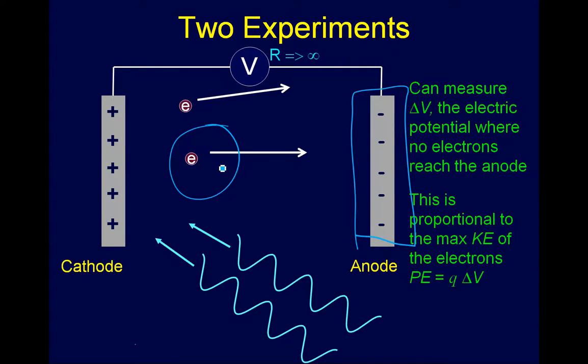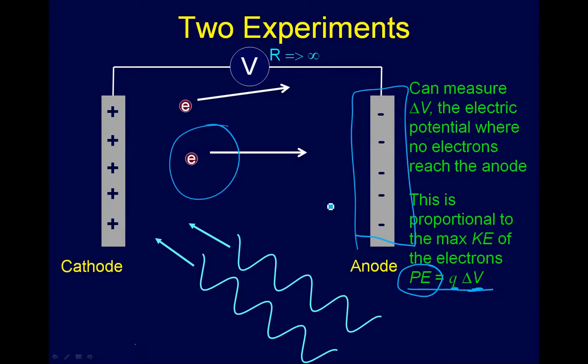Now what that tells us is this is proportional to the maximum kinetic energy of the electrons, because the electrons are not making it to the other side. The potential energy difference between the two ends, the cathode and the anode here, is Q times delta V. Again, this is 132, 152 type stuff. And so the charge times this delta V is the potential energy you have to overcome if you're launched from the cathode to hit the anode.